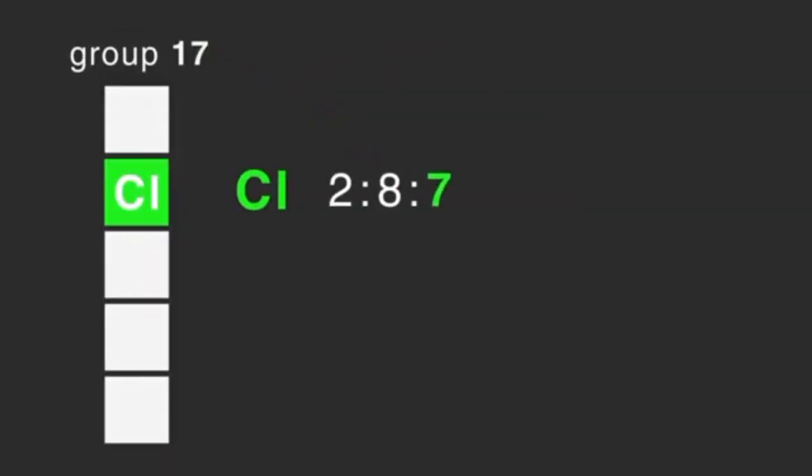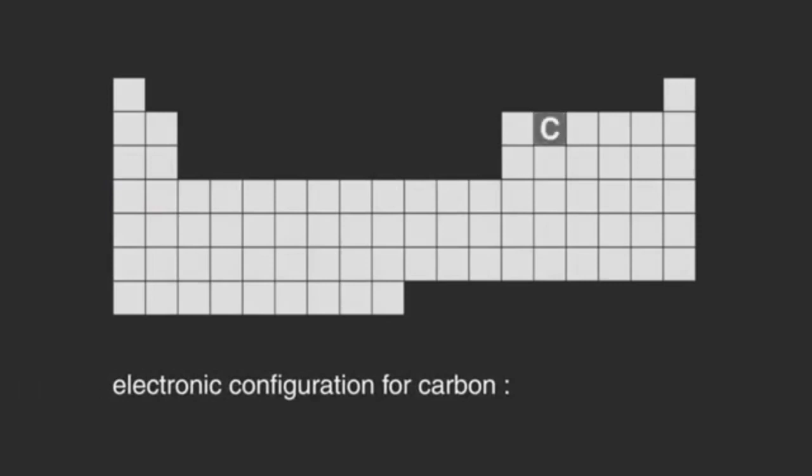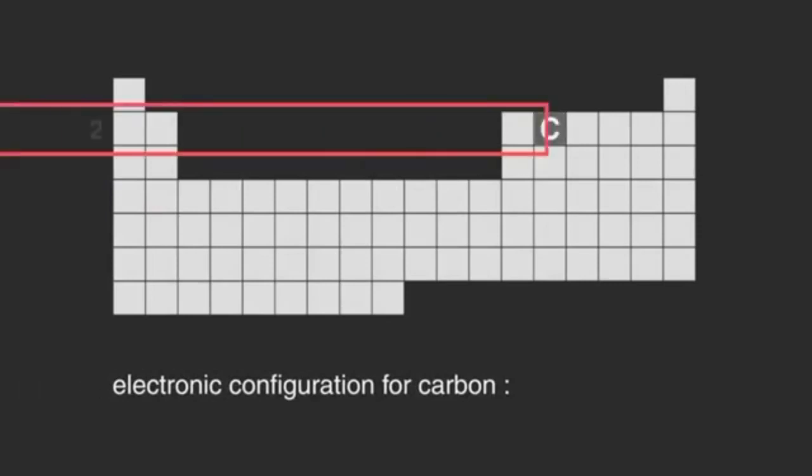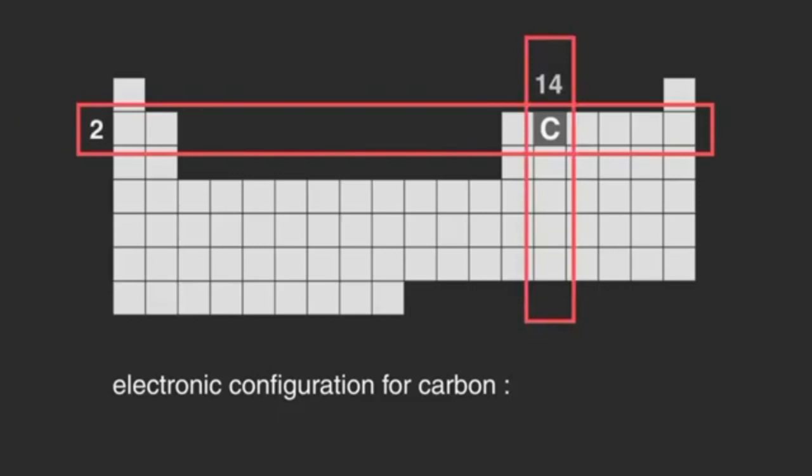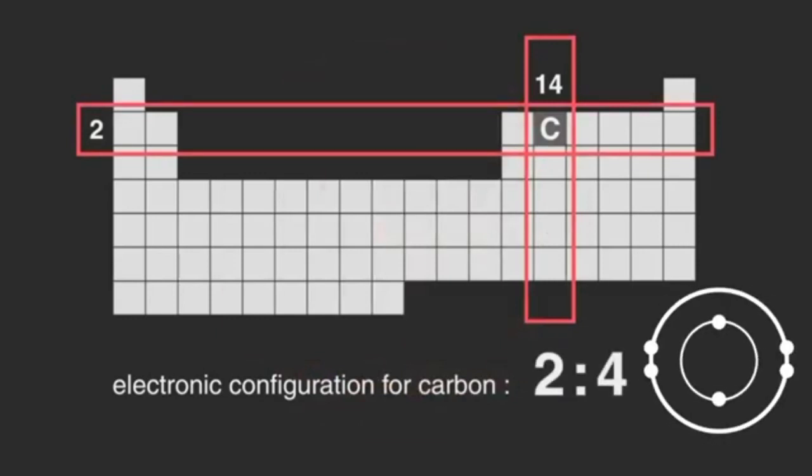The group an element is in gives the number of electrons in the outer shell of an atom of that element. Now, pause the video again and write the electronic configuration for carbon, atomic number 6, period 2, and group 14. The electronic configuration for carbon is 2,4. Did you get it right?